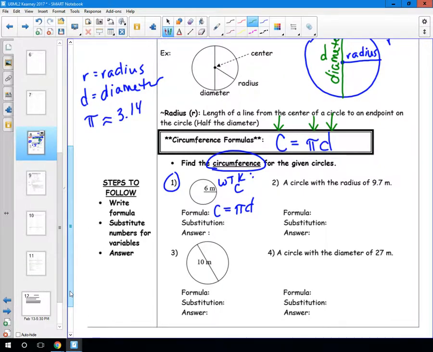Do I know the circumference yet? No, so I'm just going to leave C there. Do I know what pi could equal? Yeah, we said pi was approximately 3.14. And then do I know the diameter?